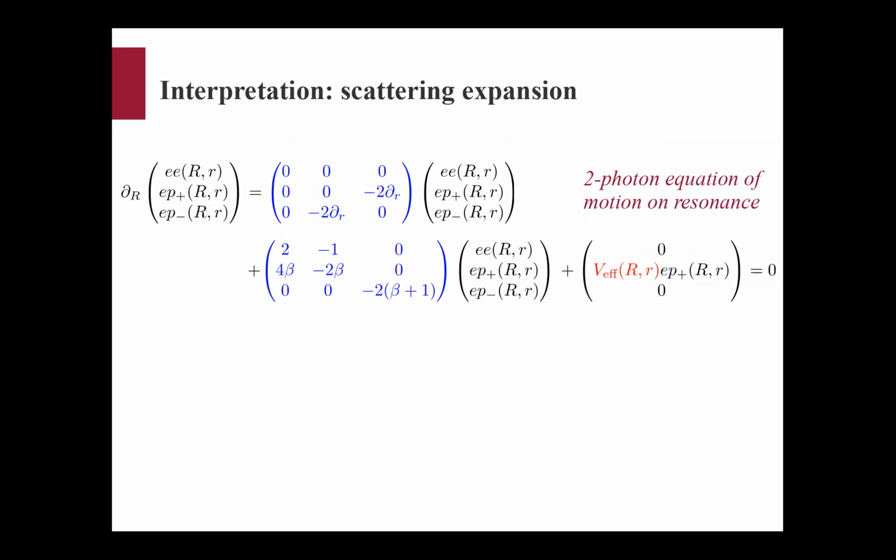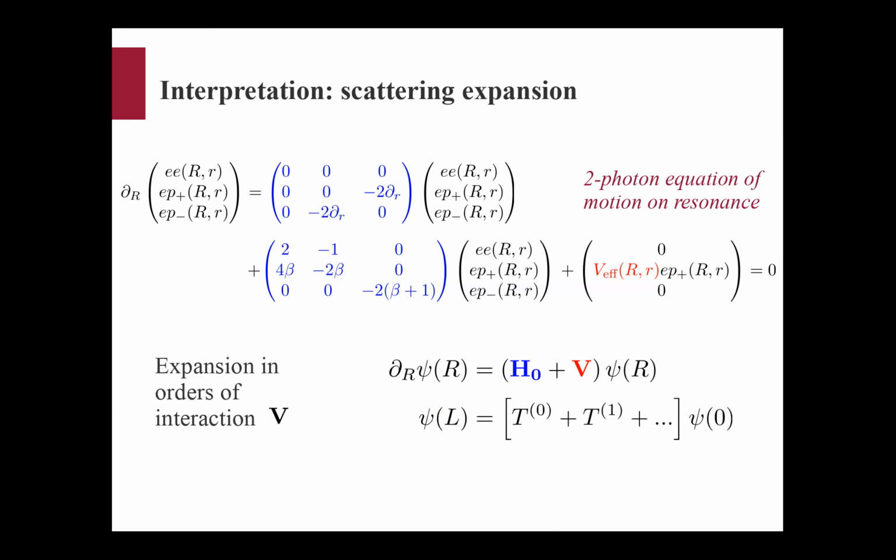So how can we understand this? Let's go back to this equation. It can be nicely summarized in this form, where the blue parts are the non-interacting parts of the Hamiltonian. They define a polariton Hamiltonian, and then there's B, the interaction. As always with these equations, if we want to propagate them in one dimension, we can do that in a perturbative expansion. So the field that comes out of the semiconductor is a sum of transfer matrices acting on this input state. And these transfer matrices are an expansion in B.